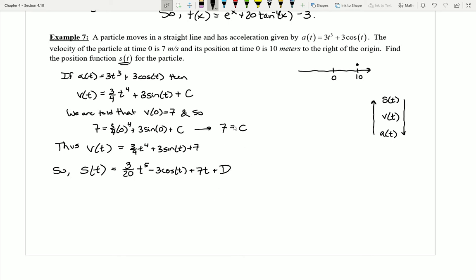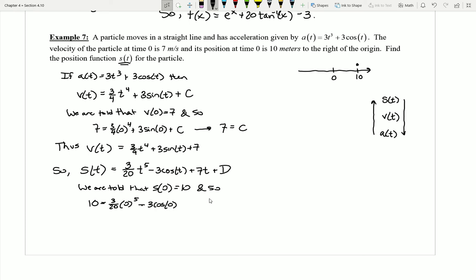Again, the reason I do that is that I don't want to accidentally think that, oh, that should also have the value of 7. This is a different number and might have a different value. Now again here, I should be able to find what this value is by recognizing that we are told that at time 0, I get the value of 10 for my position. And so, it must be the case that 10 is what I get when I plug 0 in here. And so let's see what we end up with when we do this.